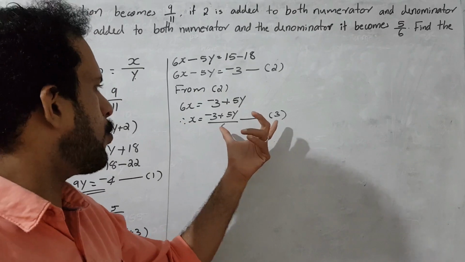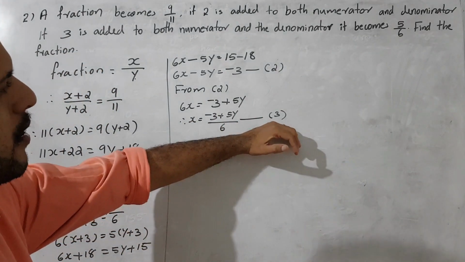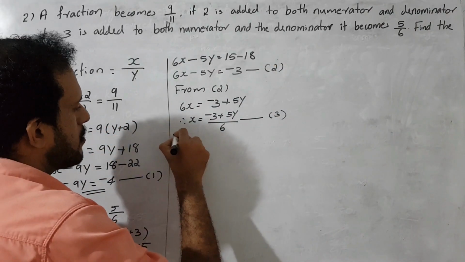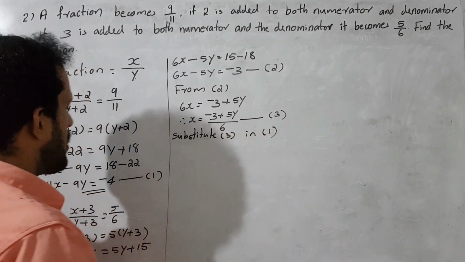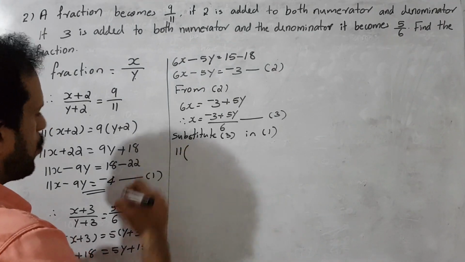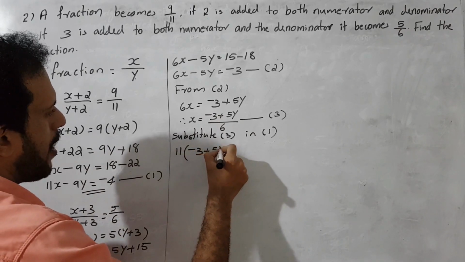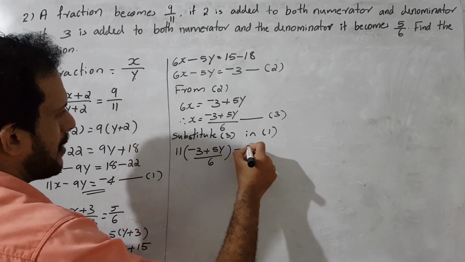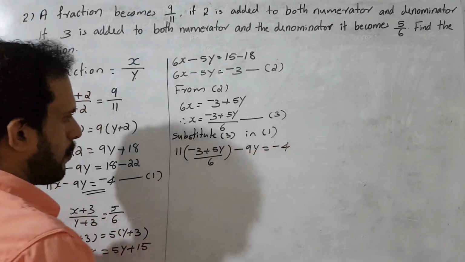Next we substitute equation 3 in equation 1. Why? Because we made equation 3 by using equation 2. Correct? So the next step is substitute 3 in 1. So what is the change? 11 into, what is x? x is (minus 3 plus 5y) by 6, minus 9y is equal to minus 4.